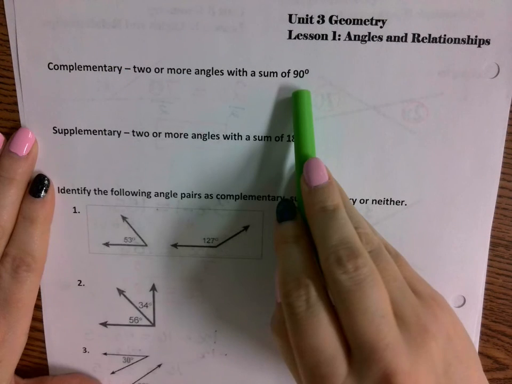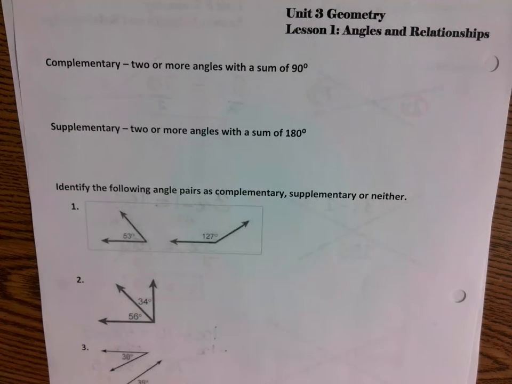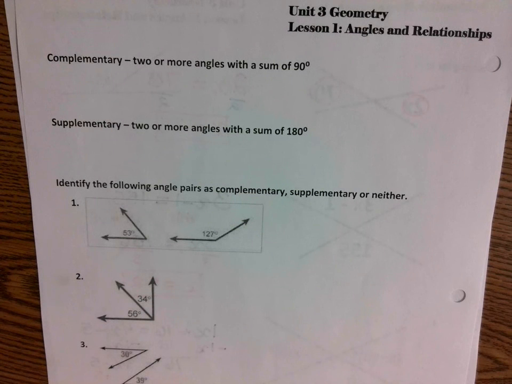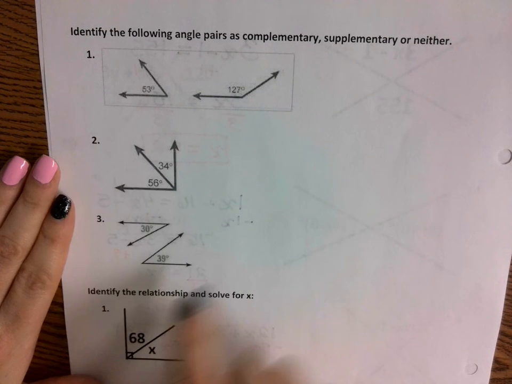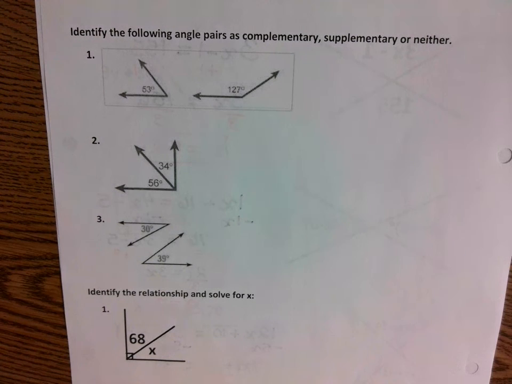Okay? So real quickly, on these three, identify which relationships is complementary, supplementary, or neither. There doesn't have to be a complementary or supplementary relationship at all. So identify them quickly.